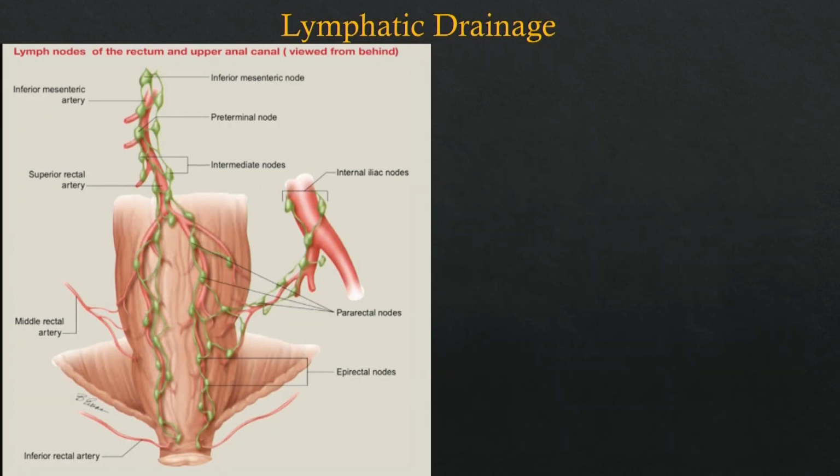Coming to the lymphatic drainage, the primary stations for lymphatic drainage are the inferior mesenteric and the middle rectal nodes. Inferior rectal nodes are the anorectal junction nodes. The first station nodes in the case of rectal malignancies are the obturator and the lateral iliac group of nodes.